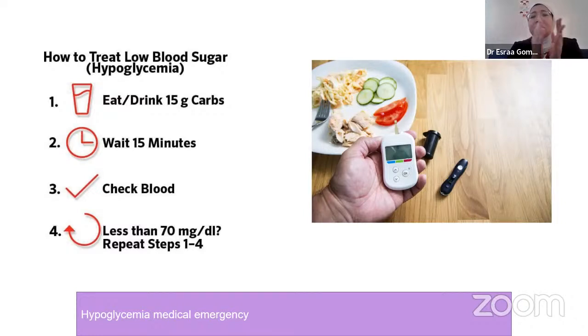If your patient is still conscious, give your patient 15 grams of carbohydrate. We call this the rule of 15: 15 grams of carbohydrate every 15 minutes. Measure his glucose. You have to own a glucometer in your clinic. This is not an option. If it is less than 70, give him another 15 grams of carbohydrate in 15 minutes. The most common example for 15 grams of carbohydrate is half a can of Coke. Very simple, rapid, and you can have it in your clinic.